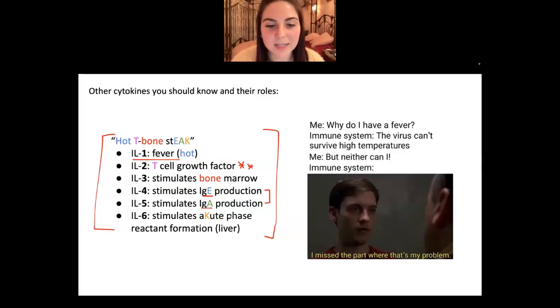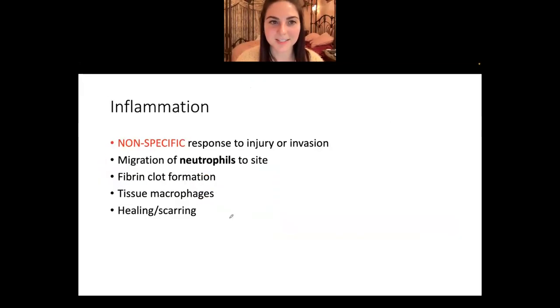Acute phase reactants, we'll talk about those in a little bit. Those are released anytime there's inflammation. The liver just upregulates acute phase reactants, and the whole idea again is that you're trying to get more inflammation going. So that's IL-1 through IL-6 and one function each is associated with. Lots of stuff.